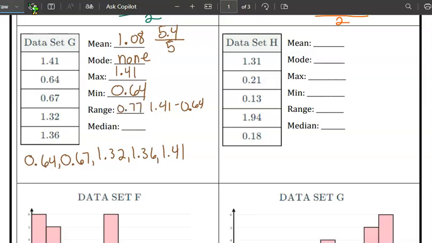And then the median is the middle value. In this case, there is a value exactly in the middle. It's 1.32. Pause the video and try the example next to it for data set H.